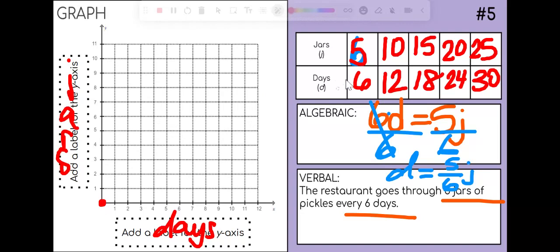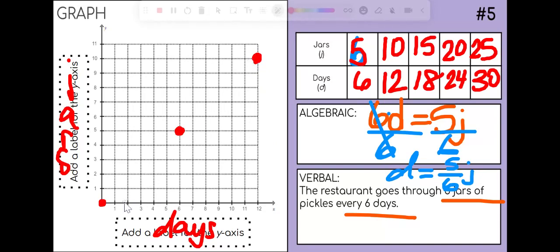And we're not going to plot all of these points because it's not all going to fit on our table here. But I know 6 days is going to be 5 jars. 6 days, 5 jars right here. I also know 12 days will be 10 jars. That's double the amount. Okay, so we only have room to fit those 2.